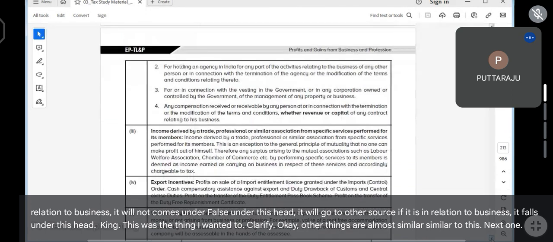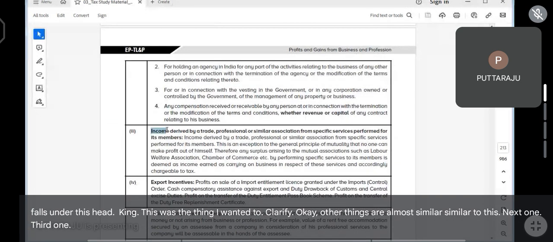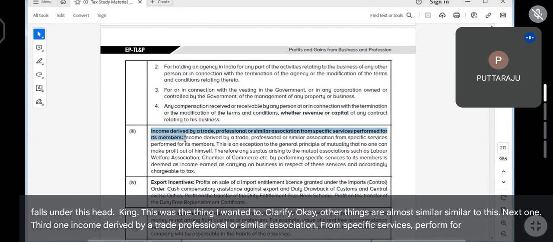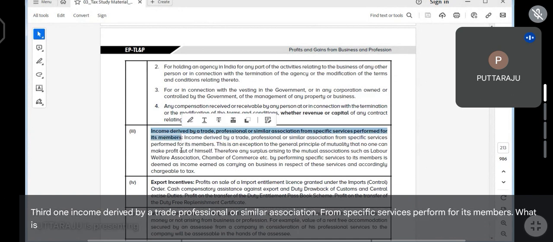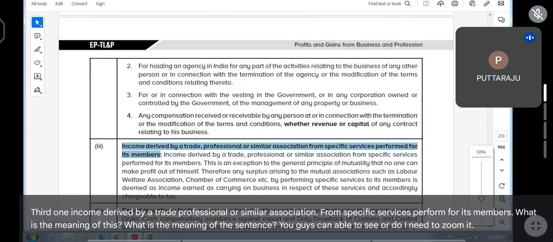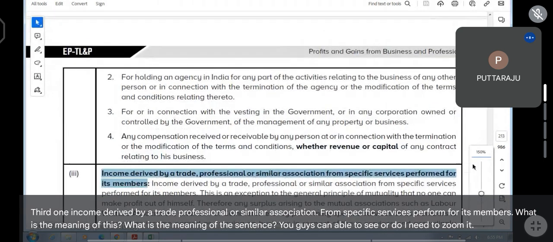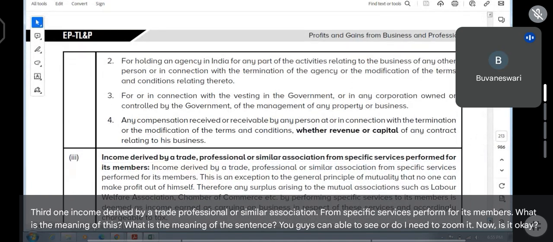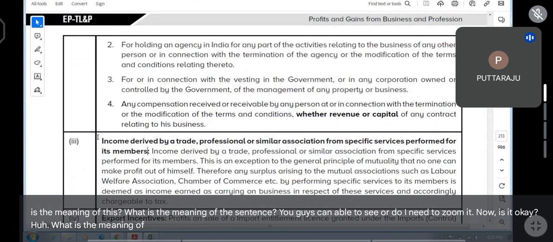Next one. Third one. Income derived by a trade, professional or similar association from specific services performed for its members. What is the meaning of this sentence? Can you guys see, or do I need to zoom it? Now is it okay? Yes, sir.